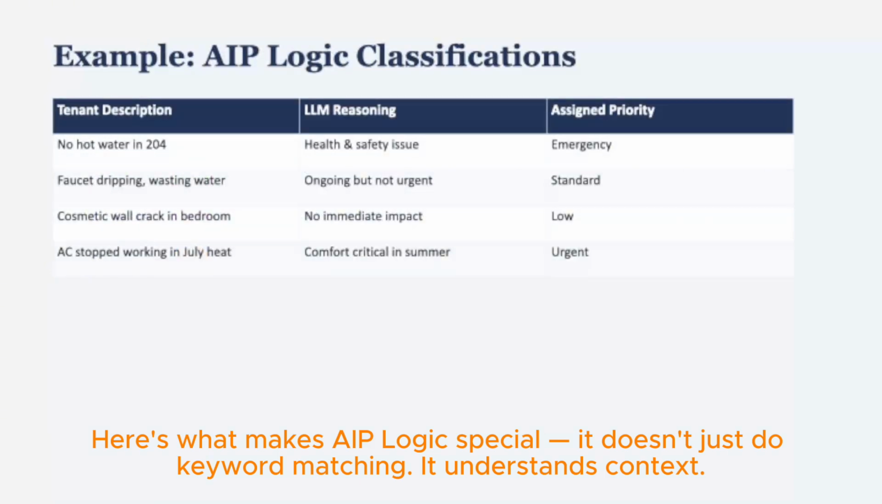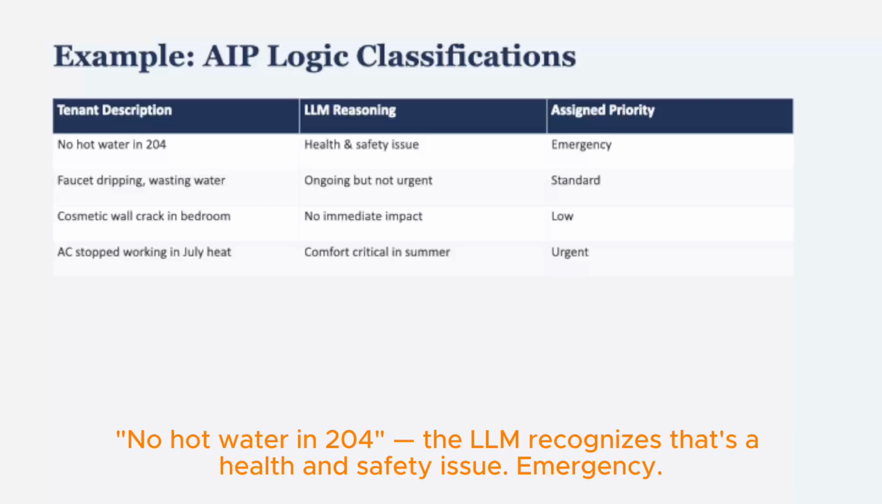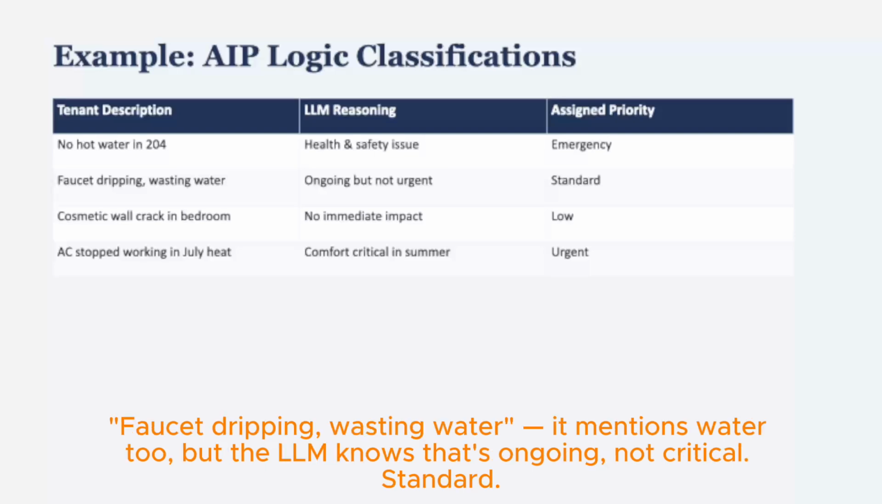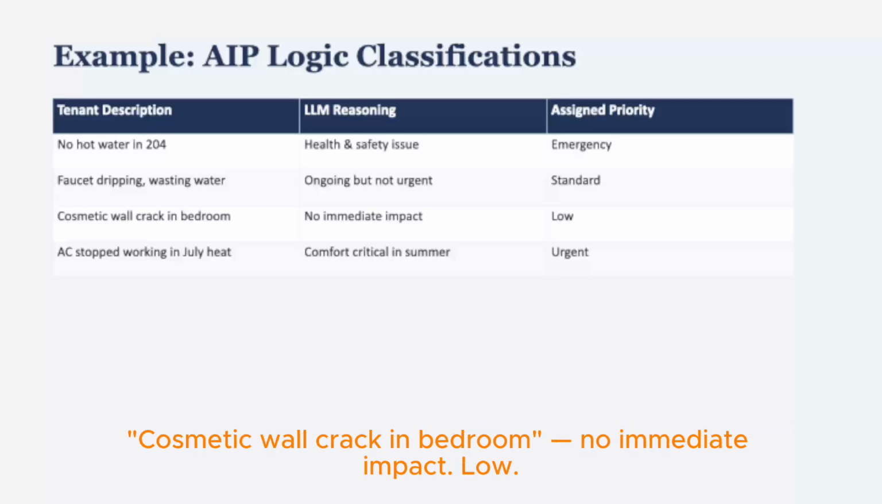Here's what makes AIP logic special. It doesn't just do keyword matching. It understands context. For example, no hot water in 204, the LLM recognized that's a health and safety issue, so emergency. Faucet dripping, wasting water. It mentions water too, but the LLM knows that's ongoing, not critical, so standard.